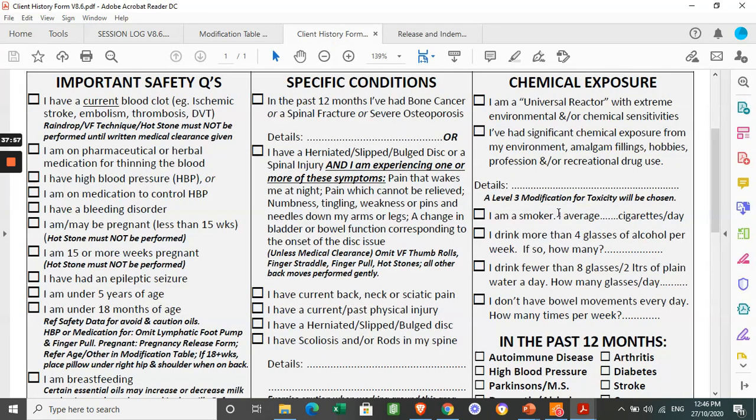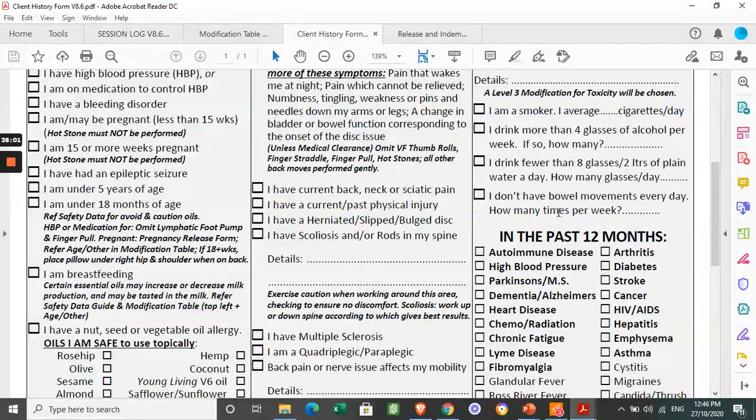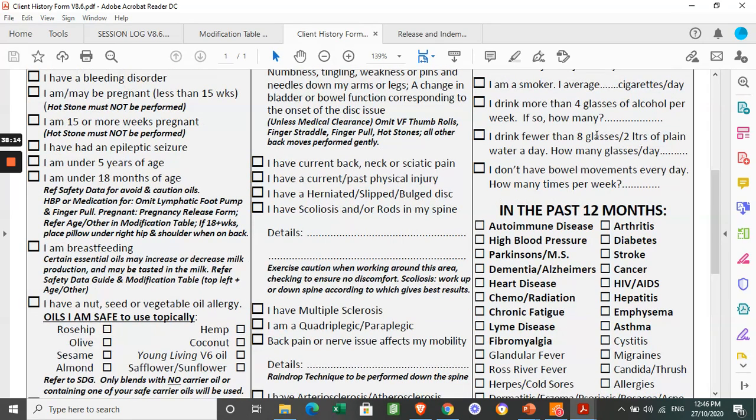All right. Let's keep going with our chemical exposure column. So these questions are helping us to identify the level of toxicity in a person, and the likelihood of them having a big release. The next questions are: I am a smoker. I average so many cigarettes a day. You can get them to fill in how many.